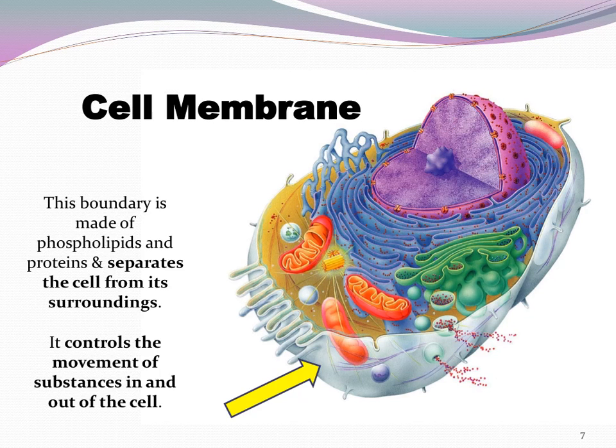This diagram shows the cell membrane. The cell membrane is the boundary of the cell, and it's made of phospholipids and proteins. It separates the cell from its surroundings. It controls what goes in and out of the cell.